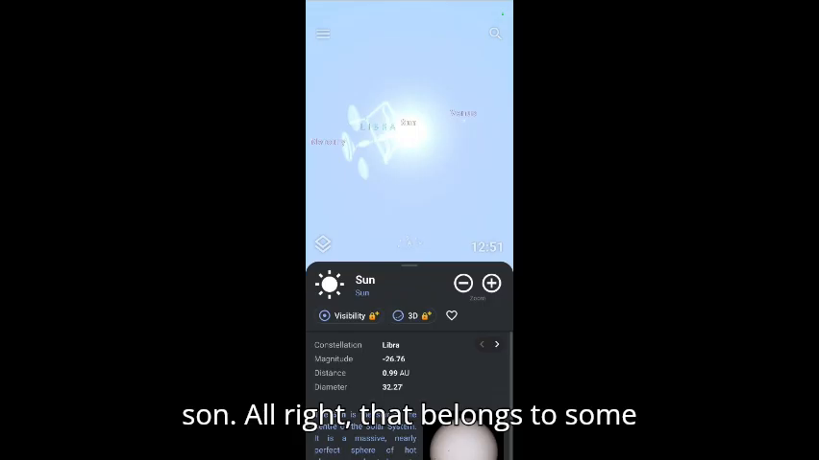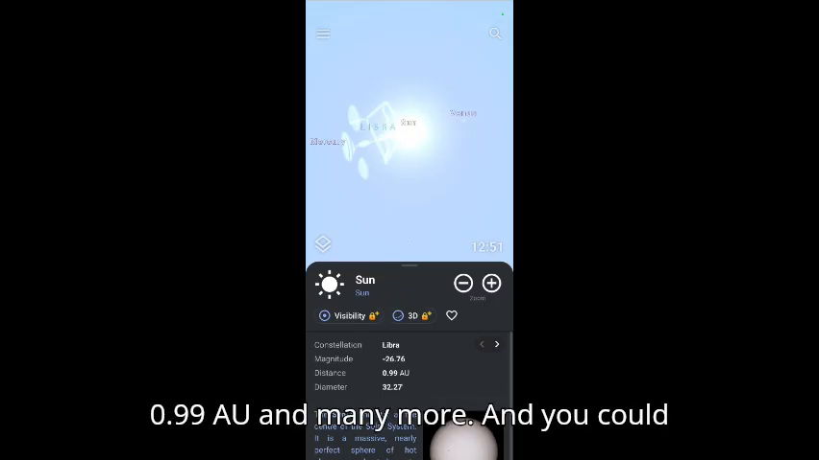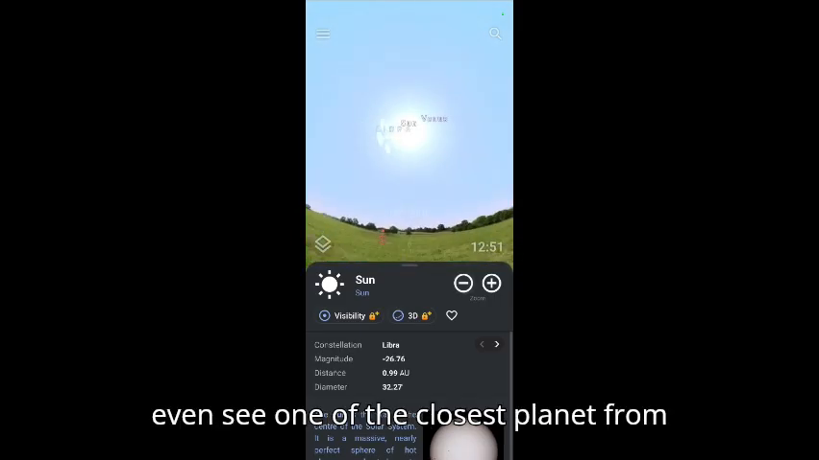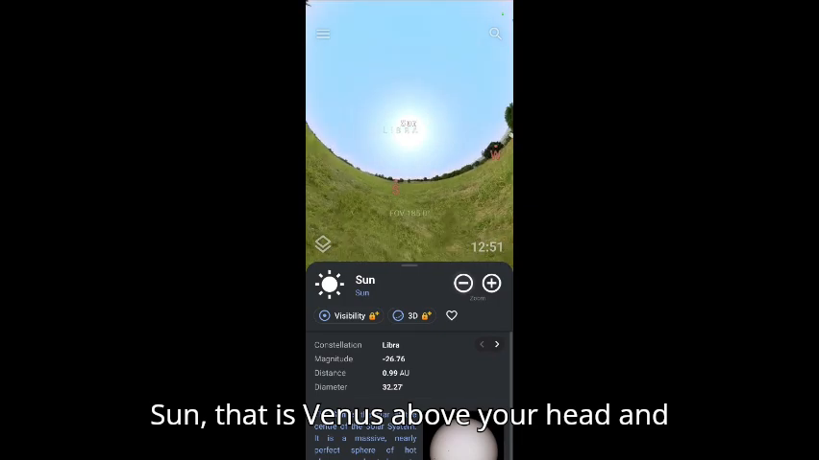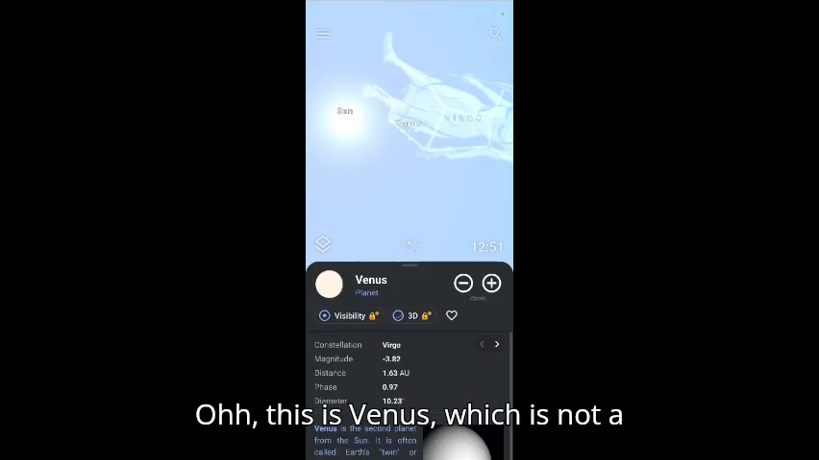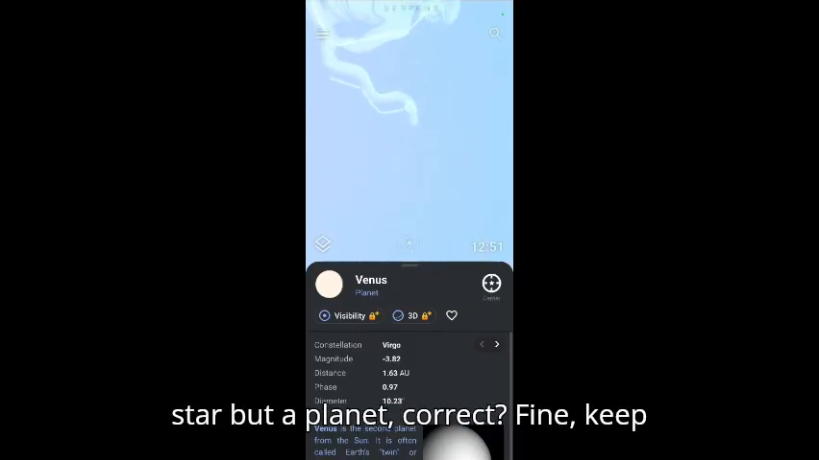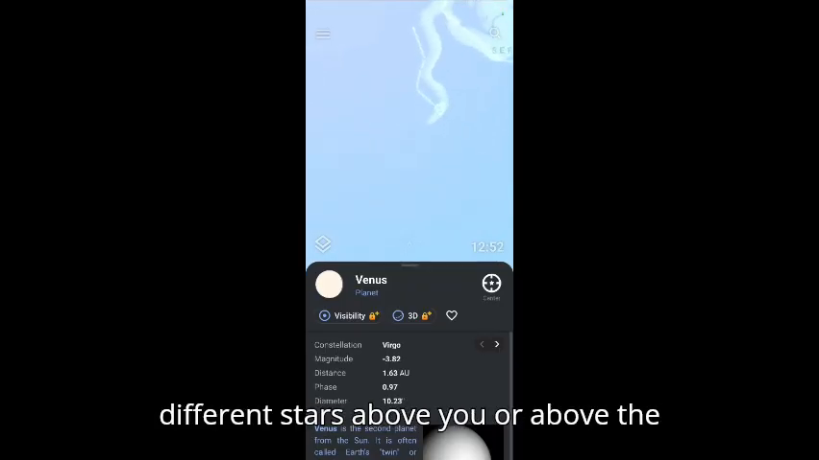It belongs to the constellation Libra and is at a distance of 0.99 AU, and much more. And you could even see one of the closest planets to the sun, that is Venus, above your head, and this is how it could be shown. Oh, this is Venus, which is not a star but a planet. Fine. Keep moving. Try to know the names of different stars above you in the sky.